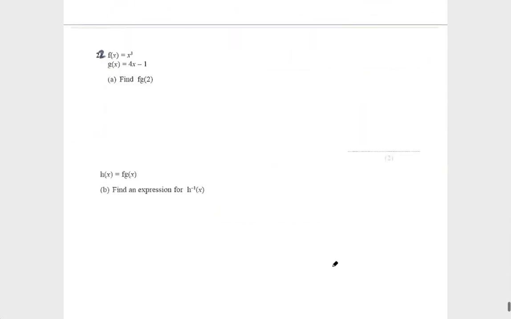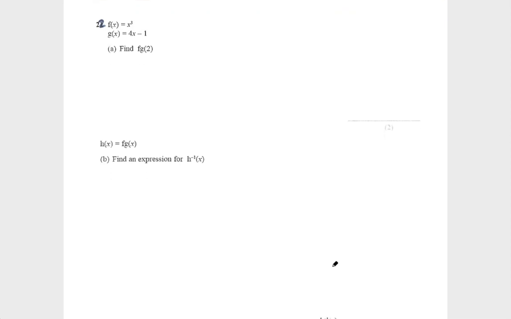And the final question, a composite function question, tells us that f of x is x cubed, g of x is the function 4x minus 1, find f of g of 2. So you always do the inside function first. So g of 2 is 4 times 2 minus 1 equals 8 minus 1, which is 7. First mark for just getting 7 as g of 2. For f of g of 2, if g of 2 is 7, then we need f of 7, which is 7 cubed, and that gives us the answer 343.